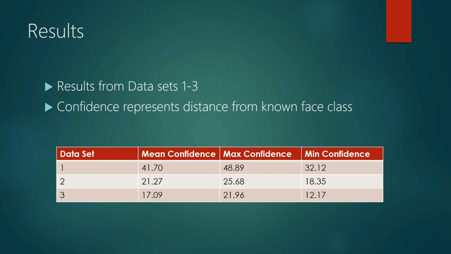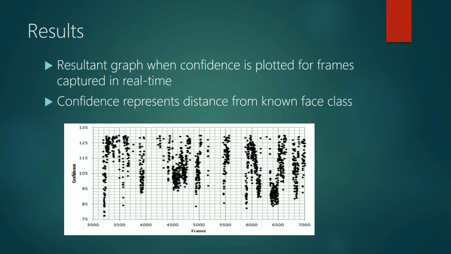For the eigenface recognizer, we got a mean confidence value of 41.70, from a max confidence value of 48.89 and a min confidence value of 32.12. For datasets 2 and 3, we can see the values as follows. When the confidence is plotted for frames captured in real time, it gives us the following graph, where the confidence represents the distance from a known face class.